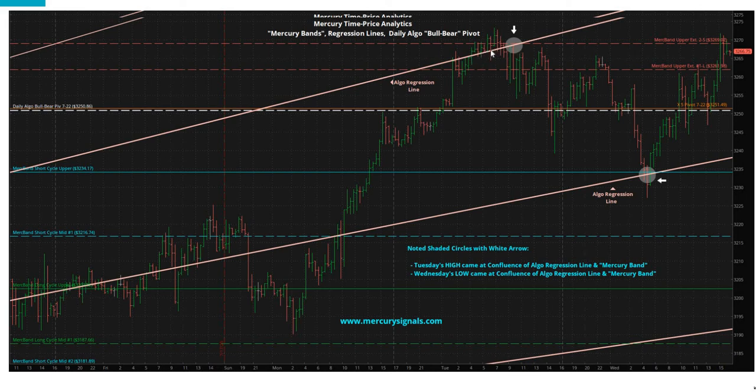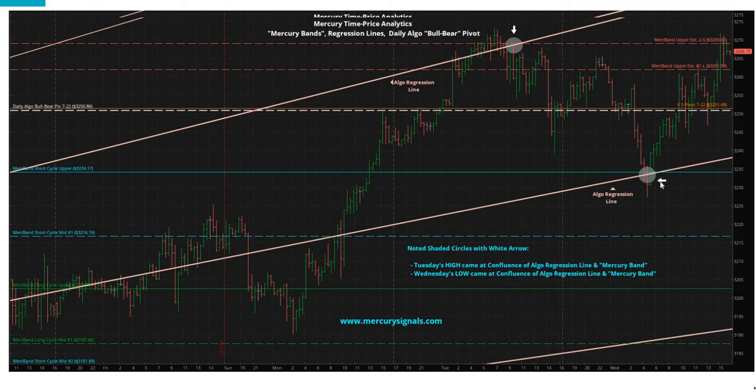What's cool about these regression lines is price will fight over these back and forth, and then it releases. And you don't know whether it's going to release higher or lower, so you're not going to be short when it goes above this tan line right here. But when you see it break, especially in the case where you see it fail, and that failure right here, when it comes at the confluence of a Mercury band and a regression line, that's powerful stuff.